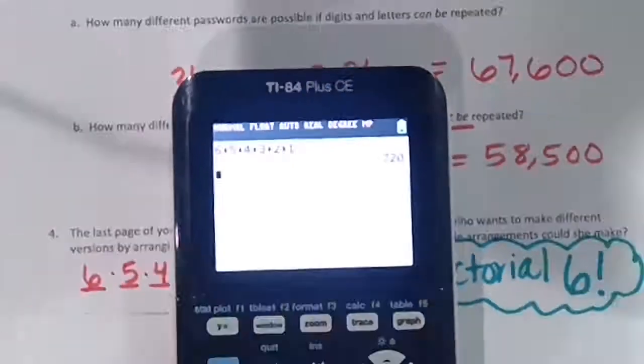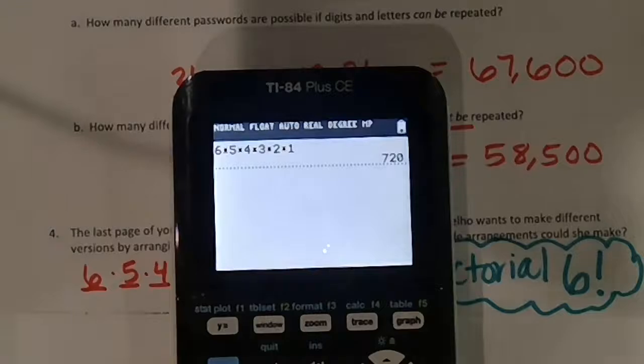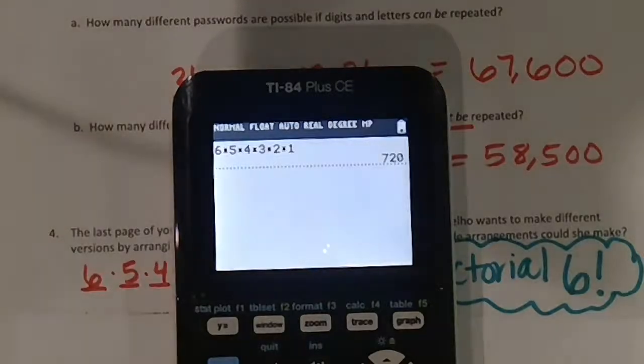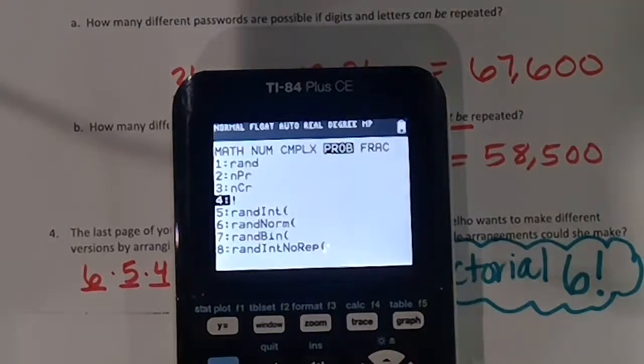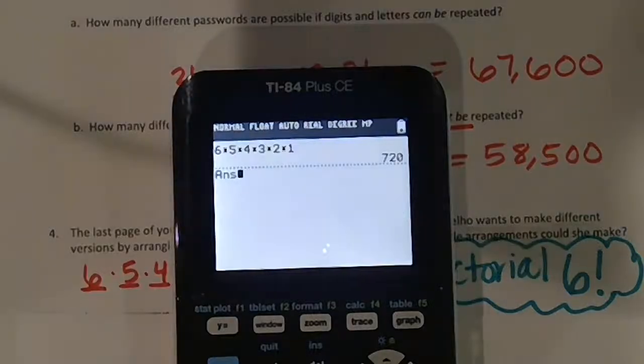Well, a mathematician says, wait, I don't want to have to multiply this out all the time and keep rewriting it. Isn't there a faster way? Like if I had to do 20 factorial, I don't want to multiply that out. So they have a factorial that does that for you. And you just have to find it on your calculator. It's an exclamation point. Oh, and that was supposed to be a 6. So 6 factorial is 720.